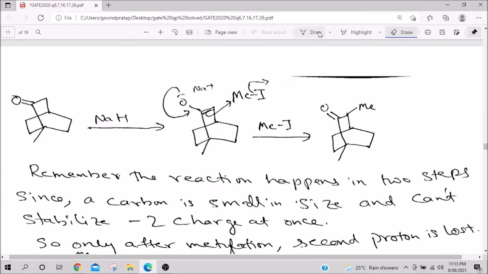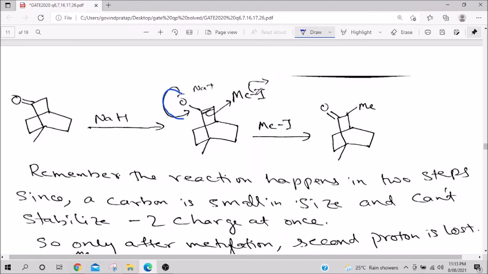So, what happens? First it takes a proton, you get a negative charge, then this negative charge comes here, this double bond goes and attacks methyl iodide, iodide goes off, you get methyl. See, iodine is more electronegative than carbon. So, it pulls the electron towards itself. So, iodine gets negative polarity and carbon gets positive polarity. Therefore, methyl is an electrophile.